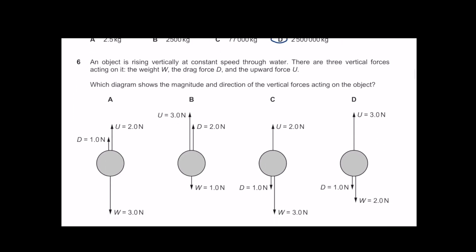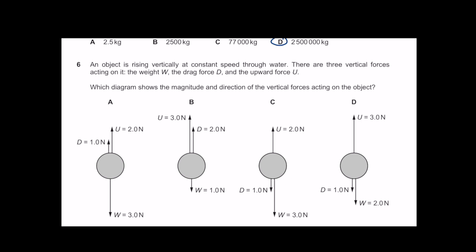In question 5, an object is rising vertically at a constant speed through water. There are 3 vertical forces acting on it: the weight, which should be acting down, the dragging force, D, and the upward force. So the upward force here, which is U, should act in an upward direction, right? It cannot be down, by the way. So U here is supposed to be up. Yeah, they wrote all of them as up. So which diagram shows the magnitude and the direction of the vertical forces acting on the object?